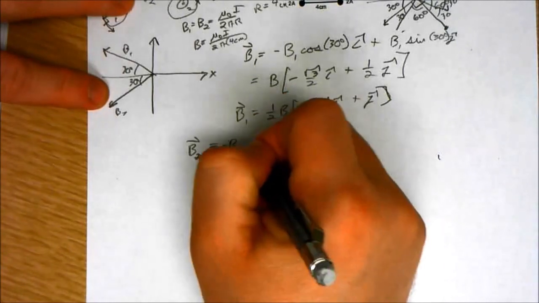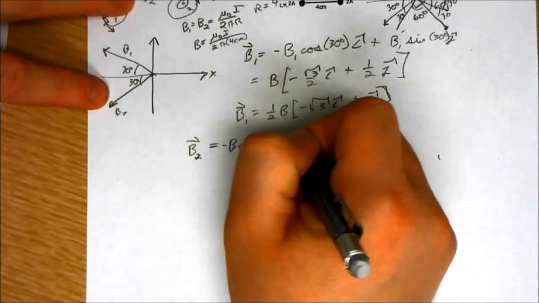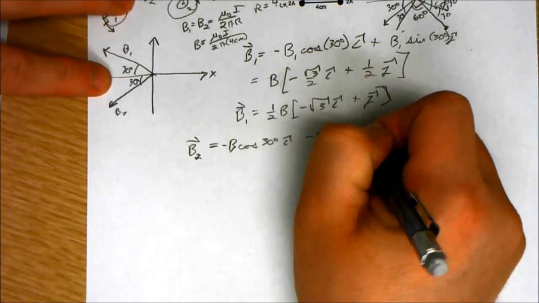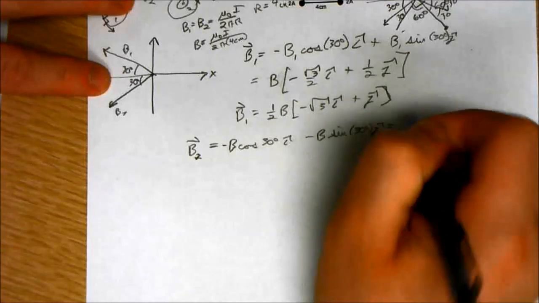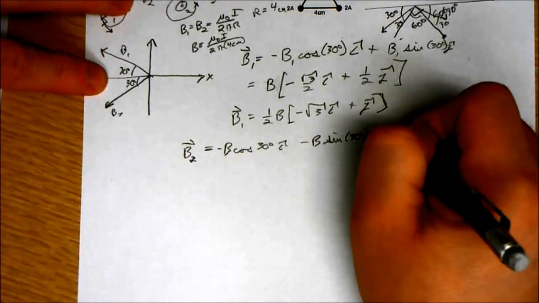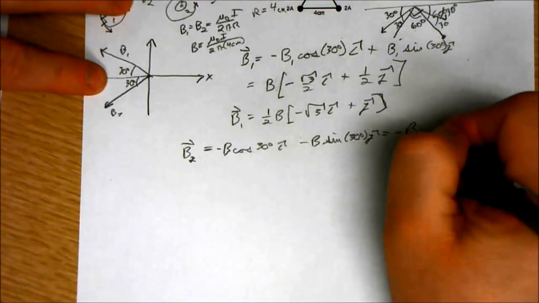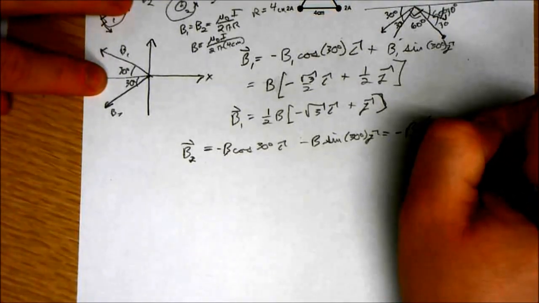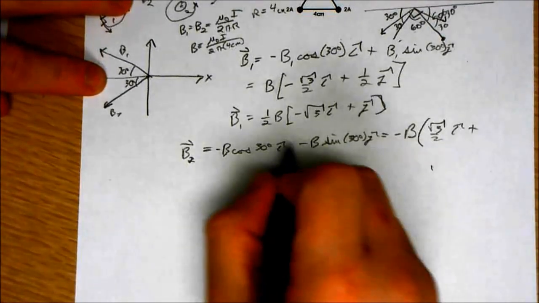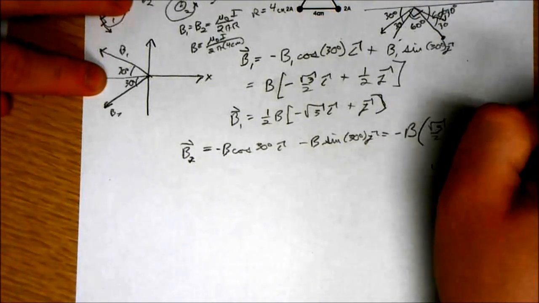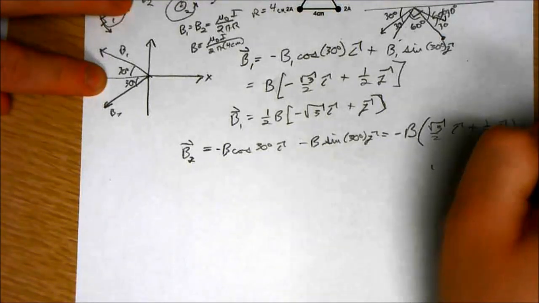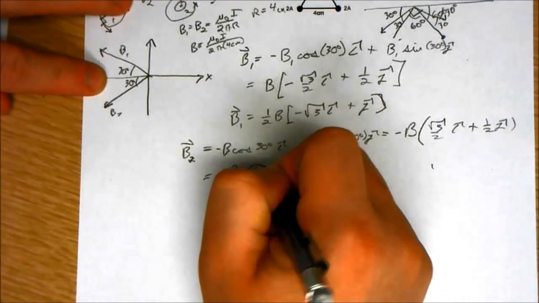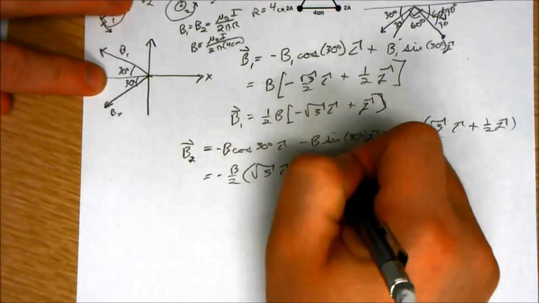actually it's going to be negative B cosine of 30 degrees i hat minus B sine of 30 degrees j hat. So it's going to equal negative B times, cosine of 30 is square root of 3 over 2 i hat plus, because the negative sign has been factored out, 1/2 j hat. Or you can write it as negative B over 2 times square root of 3 i hat plus 1 j hat.